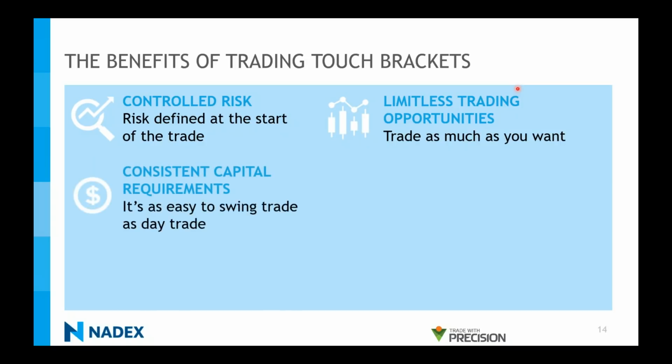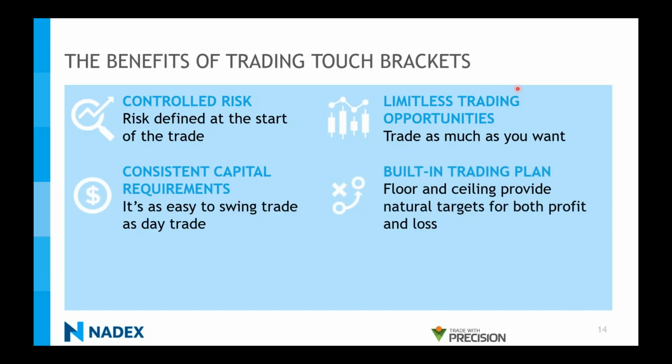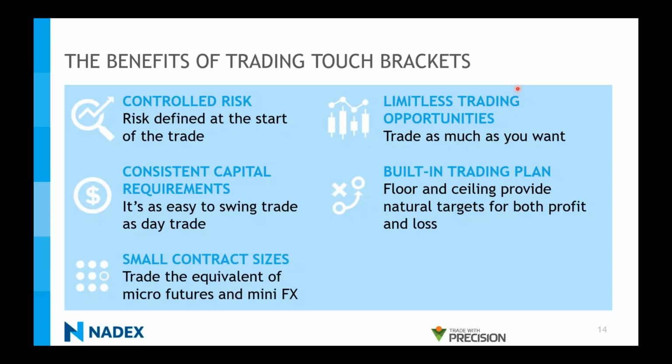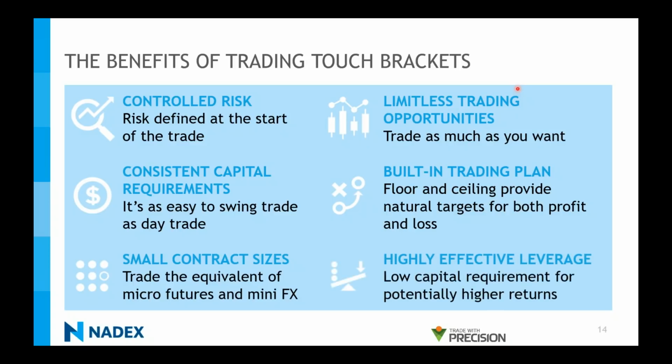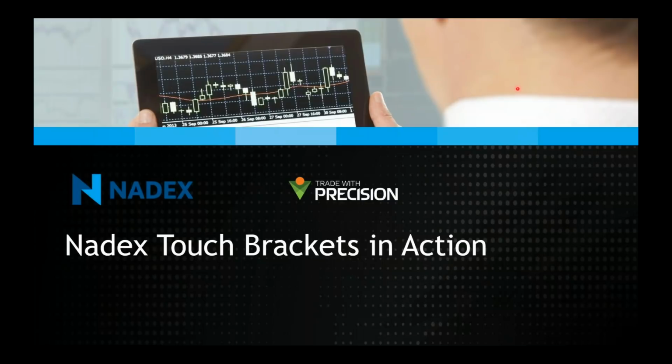Trade as much as you want, consistent capital requirements. It's as easy to swing trade as day trade. You pick your time frames, you pick the markets that you like to trade here. You have a built-in trading plan. Floor and ceiling provide natural targets for both profit and loss. Once again, yes, you can actively manage your position, just like with the other contract types available here at Nadex. But you don't have to, because those levels are built in. Small contract sizes, trade the equivalent of micro futures and mini FX, and highly effective leverage, low capital requirements for potentially higher returns. Let's have a look here at those touch brackets in action.